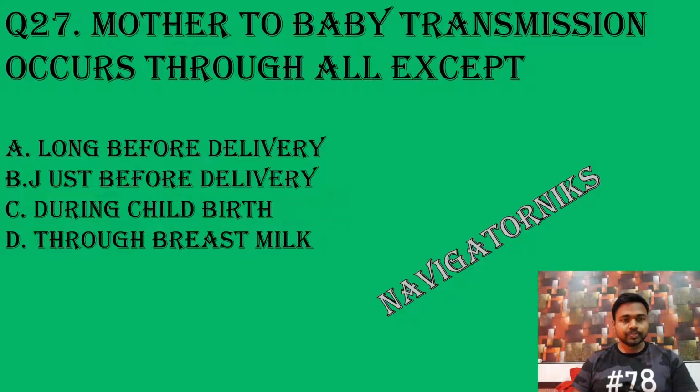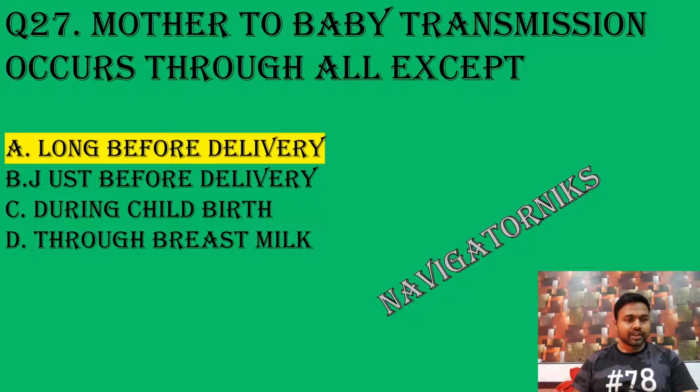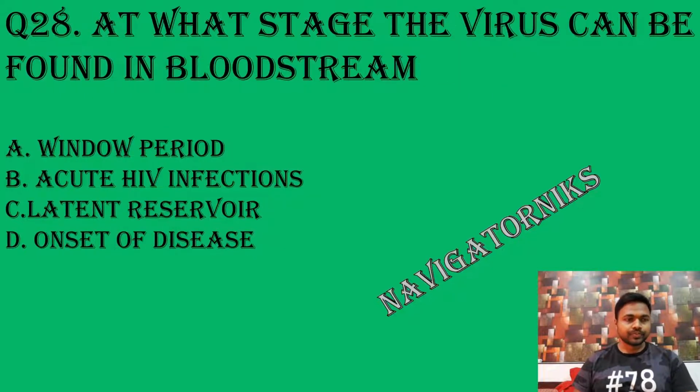Number 27. Mother to baby transmission occurs through all except option A, long before delivery. B, just before delivery. C, during childbirth. D, through breast milk. And the correct option is option A, long before delivery.